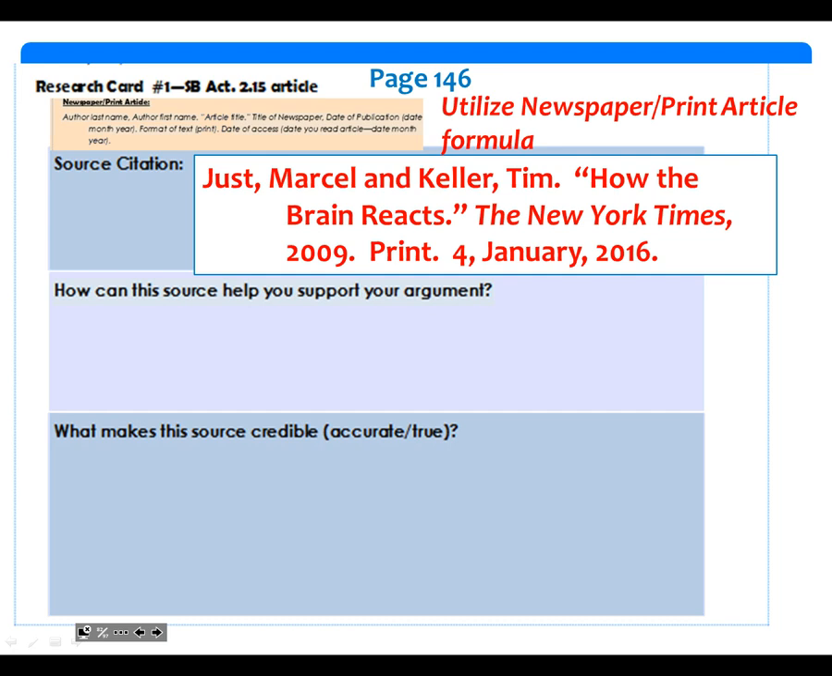Now that article did have two authors, and I wrote their names just like you see up there. They're alphabetized, so Michael Just was my first author, alphabetically, and Tim Keller. I had the last name, comma, the first. And after I wrote both their names, there's a period.